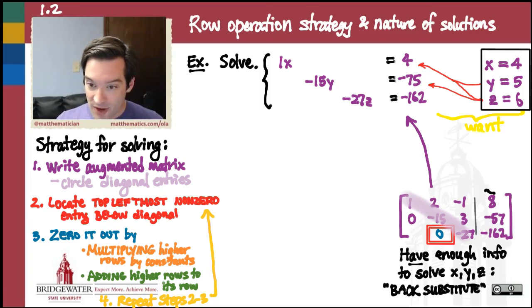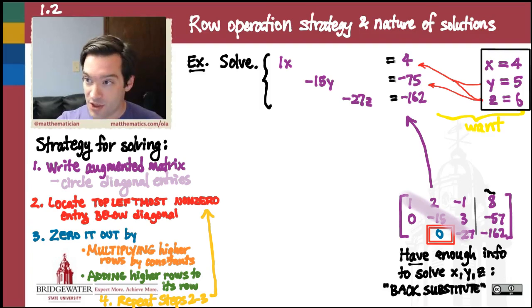So we've just discovered, after this back substitution, that if x is equal to 4, y is equal to 5, and z is equal to 6, then this system will be satisfied. But this system is equivalent, row equivalent, to the original system that we started with, and therefore x equals 4, y equals 5, z equals 6 also solves our original system as well. So this is great.